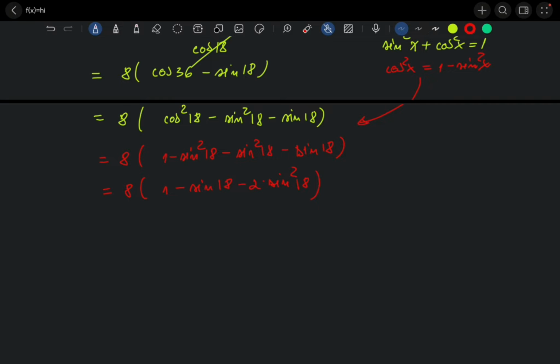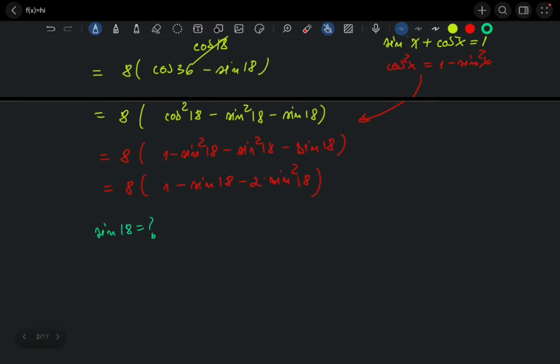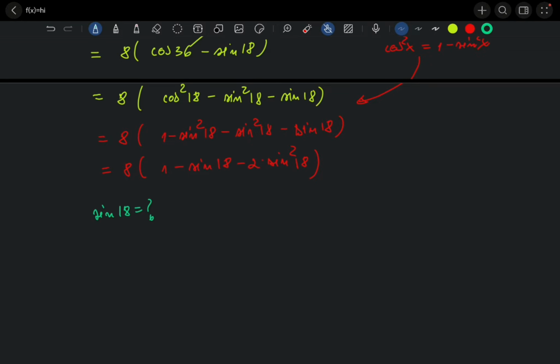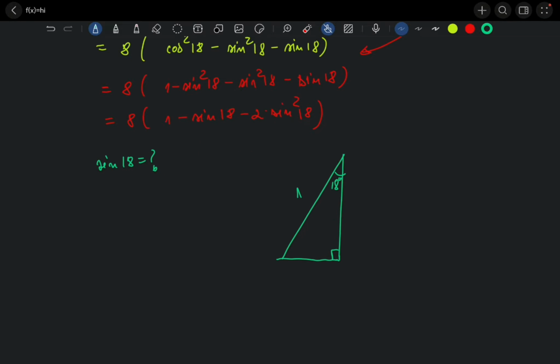And now what? We simplified it as far as we can. The question is now, what's the value of sine of 18 degrees? Well, here is where the geometry kicks in. For us to find the sine of 18 degrees, we have to take a look at the right triangle in which we have an angle of 18 degrees. And for simplification, we consider the hypotenuse to be equal to 1. And to find the sine of 18 degrees, we have to find the length of this side. Let's call it x over 2.